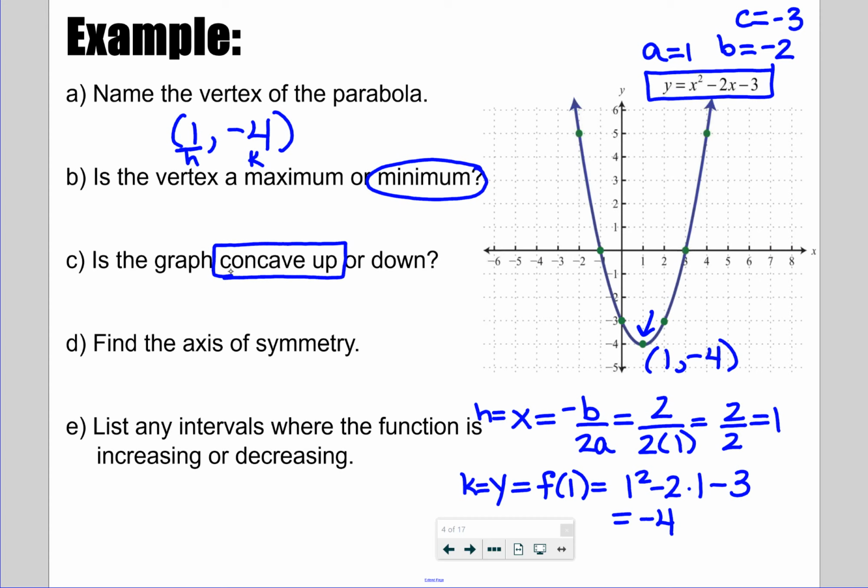You could also look at your A value in the equation. A value is greater than 0. That tells us that it's concave up. It also tells us we have a minimum. So again, without the graph, we could still answer that question.